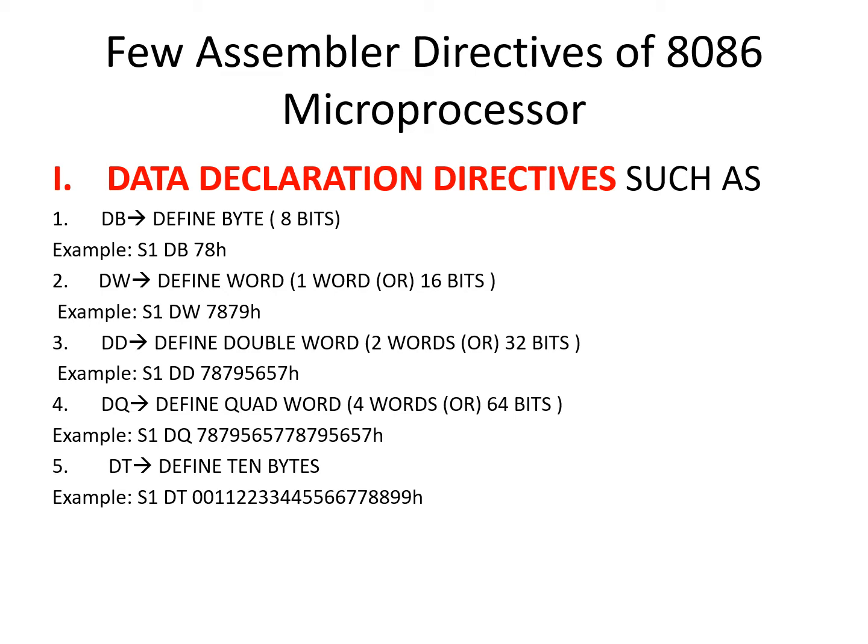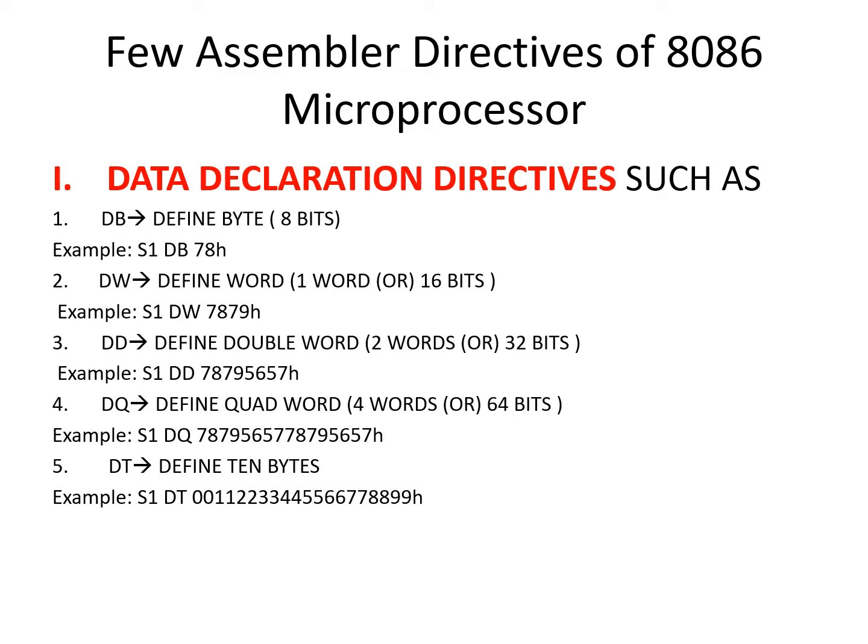Let us take the second example. In the second example, the value is given as 7879. That means it is a 16-bit number, otherwise called 2 bytes, otherwise called one word. In order to mention it is one word, S1, segment 1, the segment concept and all I will explain in later slides. S1 is nothing but a segment. Segment 1 consists of a 16-bit number, nothing but one word. That is why I have mentioned defined word, DW.